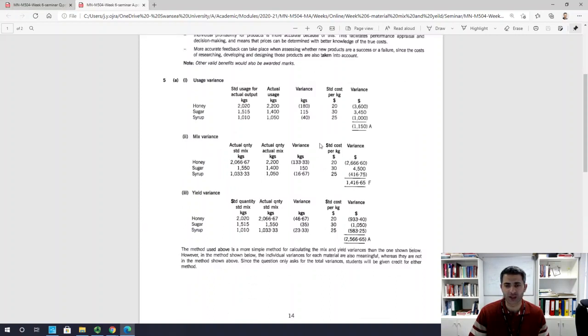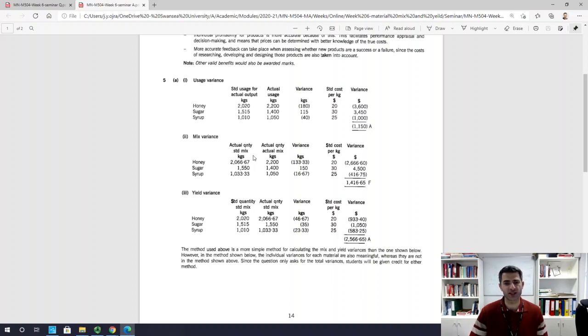Okay, so in this case, we know this, we know this, we know this. So what we need to do, we start with this. And if you remember the way you do it, for the actual quantity, you need to find the total of the actual quantity here, which is 4,650 kilogram. Yeah, 4,650 kilogram. Then you multiply by the standard mix.